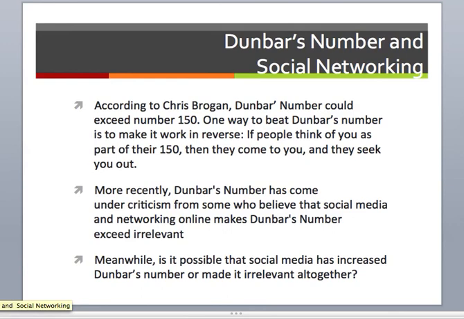According to Chris Brogan, a New York Times best-selling author of books and a co-founder of the PodCamp New Media Conference Series, Dunbar's number could exceed 150. One way to beat the Dunbar number is to make it work in reverse. If people think of you as a part of their 150, then they come to you and seek you out. This comes from having some value to offer.